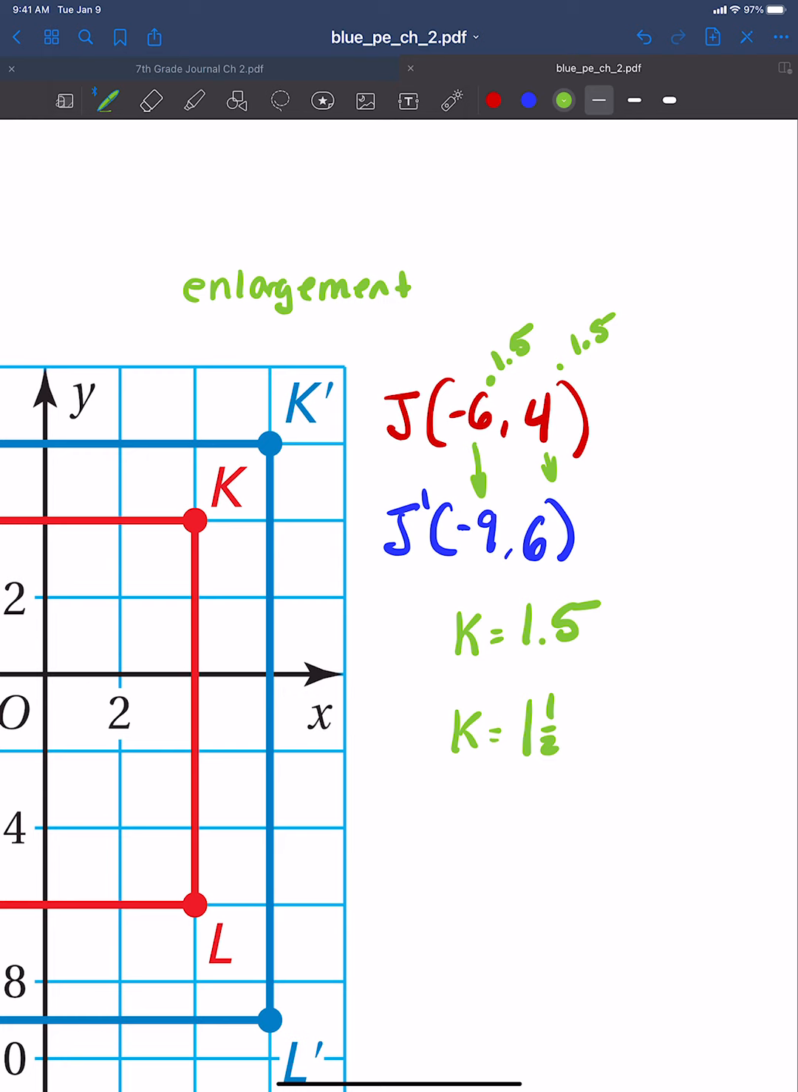Okay? A lot of kids will see that fraction right there and go say, Mrs. Ringler, I thought you said fractions means it shrinks. But yes, as long as there's that whole number with it, it's okay. It grew by 1.5. Okay?